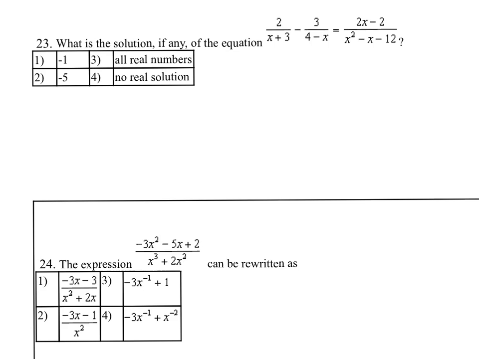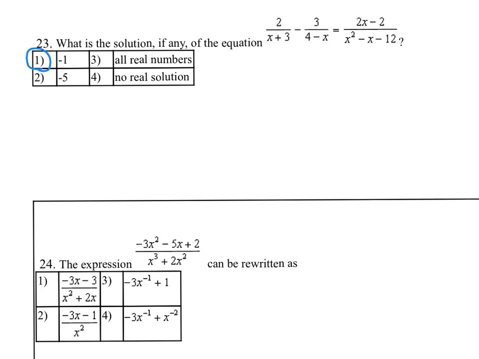So if I plug in a -1 here, I'll end up getting 2 over 2, which is 1. Then I'm going to plug in a -1 here, and I'll get 3 over, what is that going to be, 5, right? So 1 minus 3 over 5, and then see if when I plug in a -1 here, I get the left side equal to the right. Okay, so that's the cheater method.